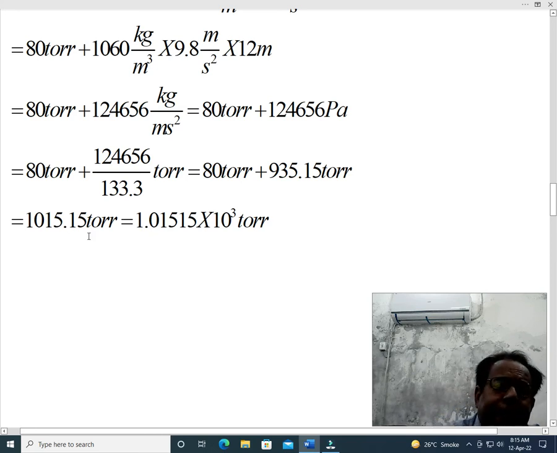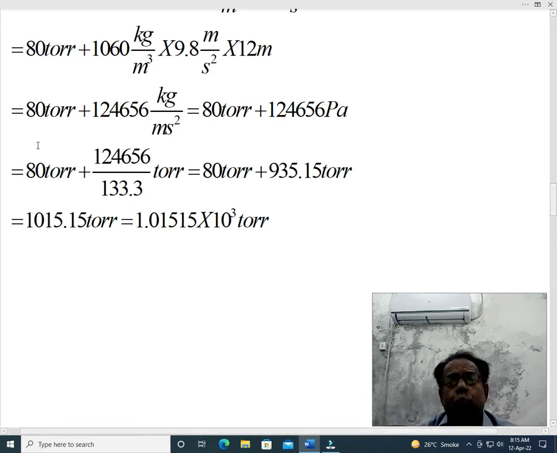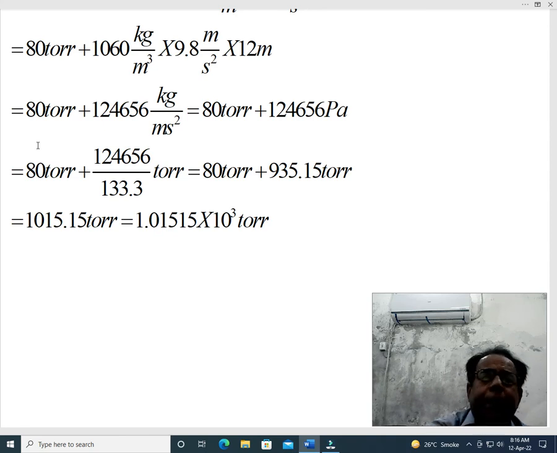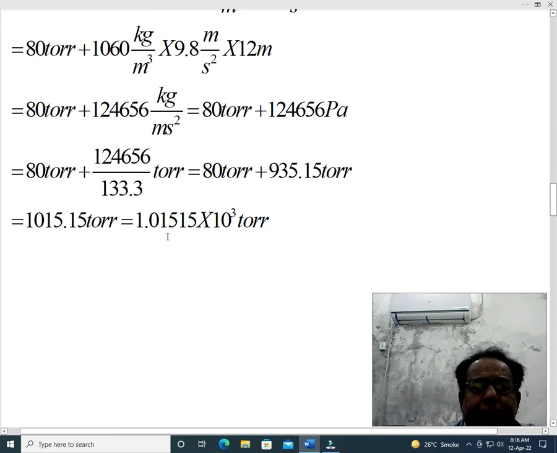dear students, to this extent our solution is quite complete. However, as a matter of discretion, we can convert this value, that is torr, into kilotorr or 10 raised to the power 3 torr by dividing it by 1000. Okay, in other words, we can assume that we multiply and divide this figure by 1000, and then 1000 in the numerator will take the form 10 raised to the power 3, while 1000 in the denominator will change the figure 1015 into 1.01515. Okay, so alternatively our solution has become equal to this value.